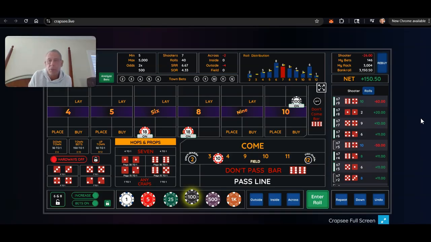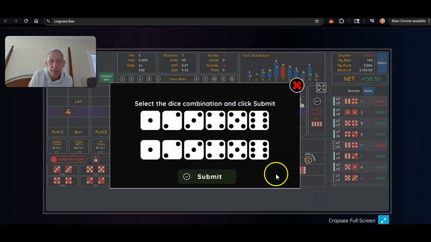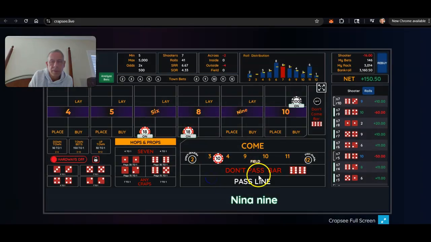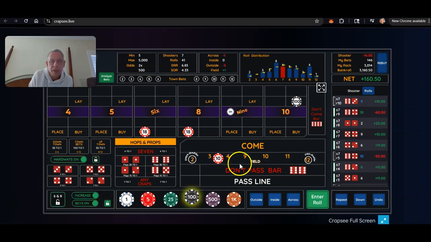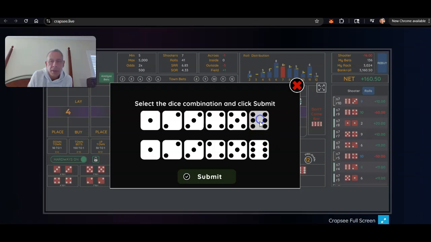Okay, that's a 6 and a 3. That's a 9. Nine. All right, we made money in the field, so we're going to go down again. Whoops. That goes to 90. All right, here we go. 6 and 4. We're going to lose again on the lay 10. So the 10s are smoking hot.